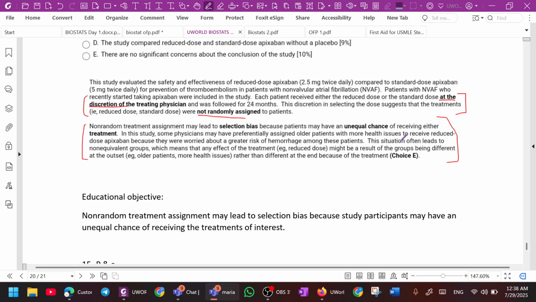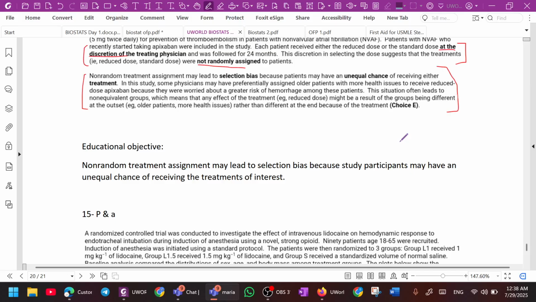Make sense? Yes. Okay, perfect. Next. Okay.